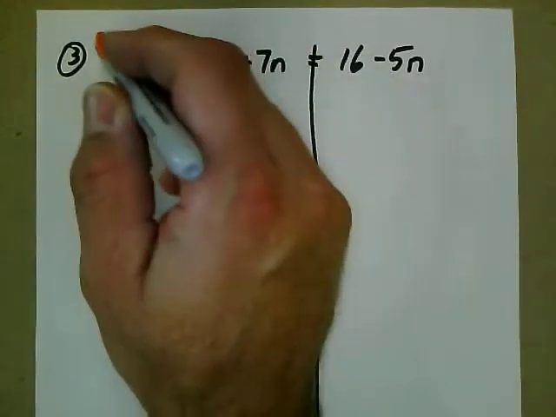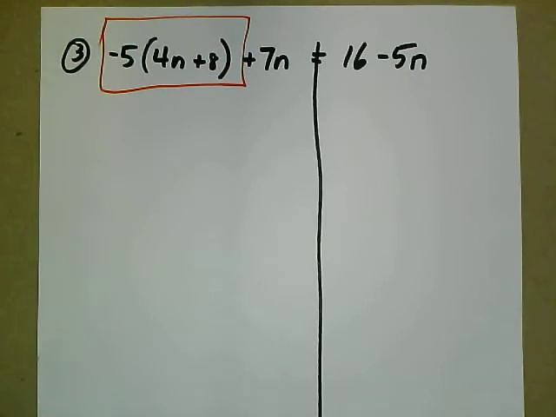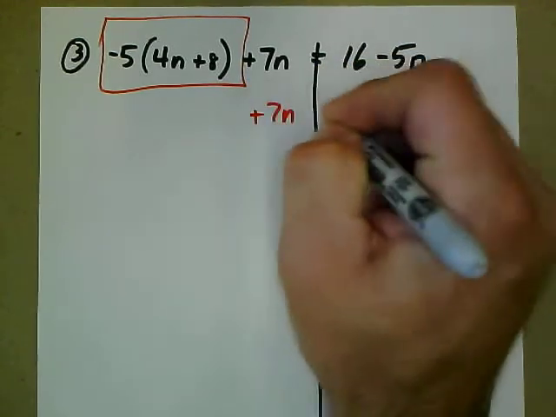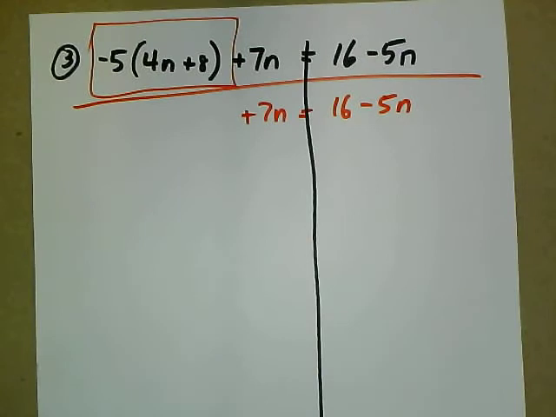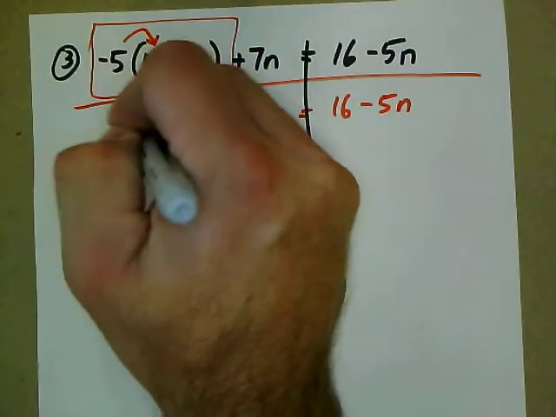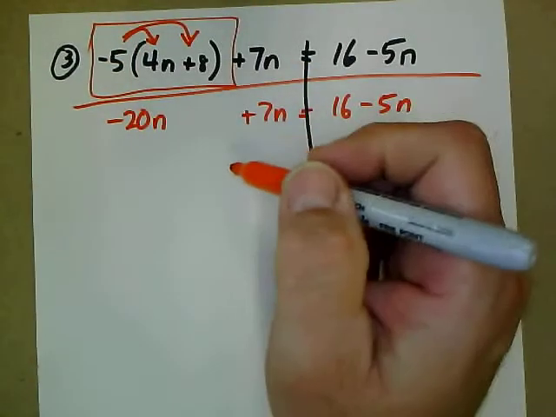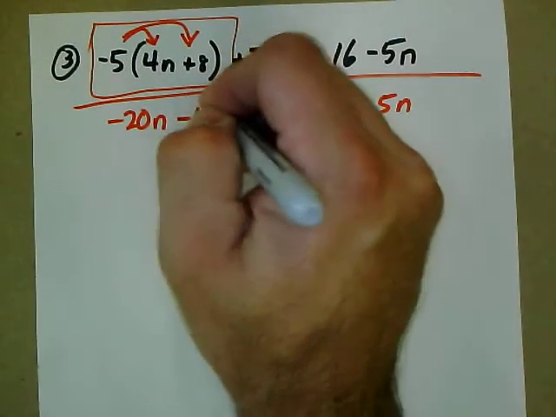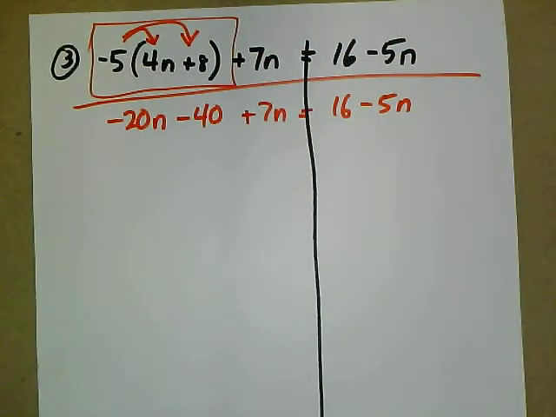So once again, we're going to look at this part right here. That's our distribute part. We know that everything else just comes down. What we're doing is making these problems smaller and smaller. So we want to distribute. -5 times 4n is -20n. Make sure you remember your n. And -5 times 8 is -40. And then we brought that plus 7n, the 16, the 5n down.